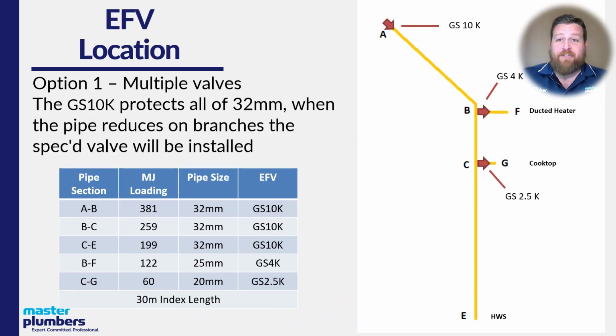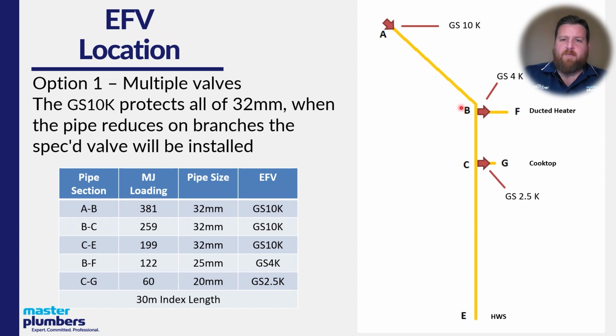Excess flow valve location. So due to the fact that we sized that installation at minimum, or as minimum as we could in order to isolate the excess flow valves, this is going to be a multiple valve installation. So if we look here, we know that pipe section A to B, B to C, and C to E are all a 32 mil run, and they're all protected by a GS10K. So what we would do there is put the GS10K up here at the gas meter, and that'll protect that whole main run.